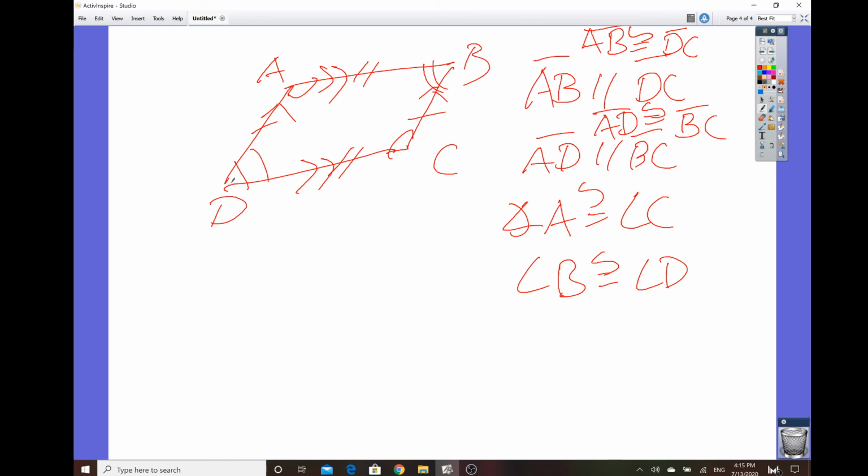And what about the diagonals? Actually, the diagonals are considered congruent as well. And the diagonals bisect each other. So let's say we have a point E right here. That means DE is the same as BE, and AE is the same as CE.